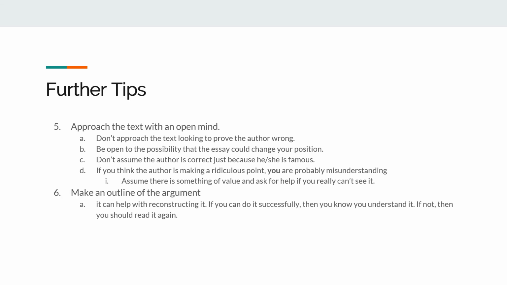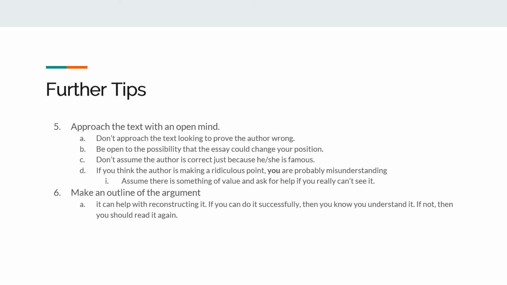A couple other tips, just kind of beyond this process that we've been talking about. It's important that whenever we read philosophy, we're approaching the text with an open mind. This means that when we read something, we acknowledge the fact that we need to be open to being persuaded by the author, which means your beliefs going into reading something aren't always the better belief or more correct position.